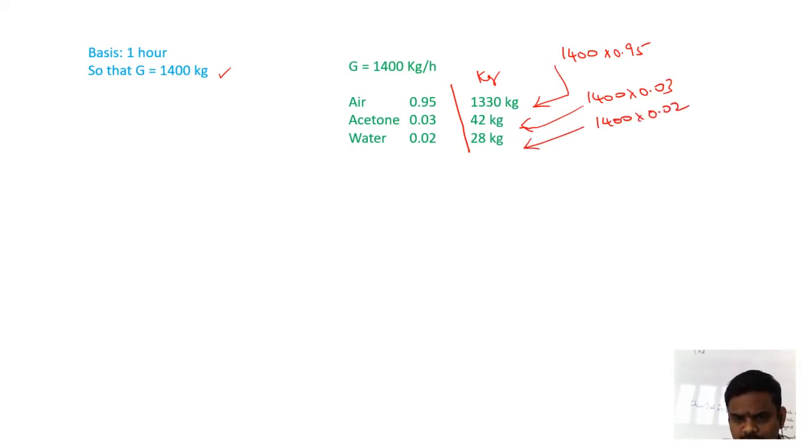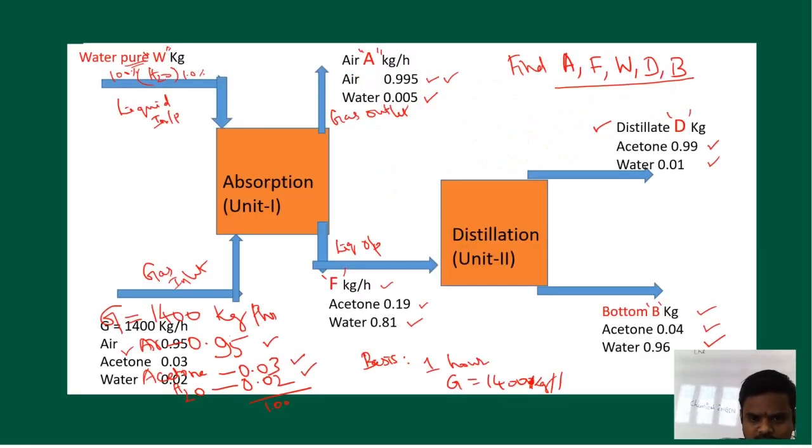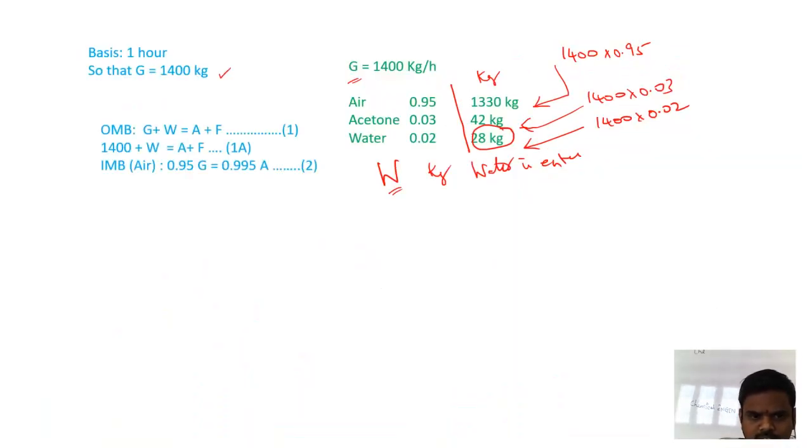So we can determine the amount of air entering in the gas, acetone amount entering, and water entering. These three we have calculated, and along with this we have W kg of water entering. So there are 28 kg of water entering in this G, and along with it W kg of water is entering. With all this we should be able to write the overall material balance and individual material balances from this diagram.